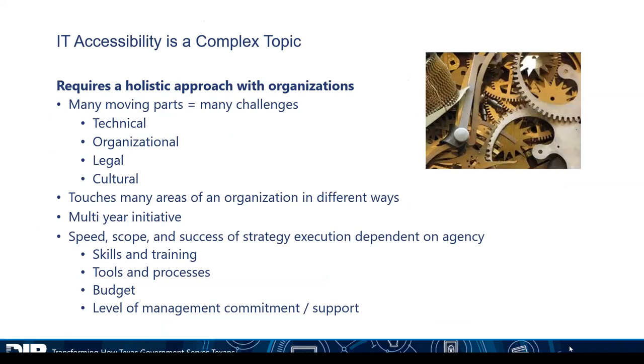So if you look at what I've been talking about over the last few minutes, accessibility can be a pretty complicated topic. In order to really resolve it within an organization, there's a lot of moving parts, and there's a lot of challenges. There's technical challenges, there's organizational challenges, there's legal and cultural, and it touches organizations in different ways, depending on what the role of the organization or the mission is. Trying to get there overnight and claim that you can fix everything pretty fast is a fallacy. It's typically going to be a multi-year initiative for an organization of any size, and the speed and the scope and the success of execution is going to have some pieces as well.